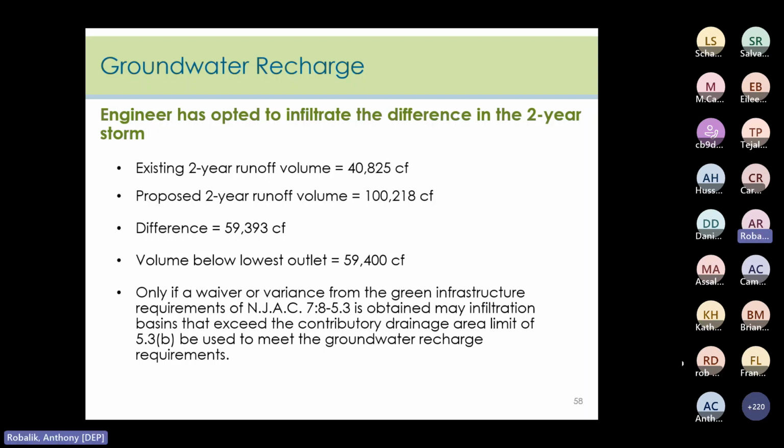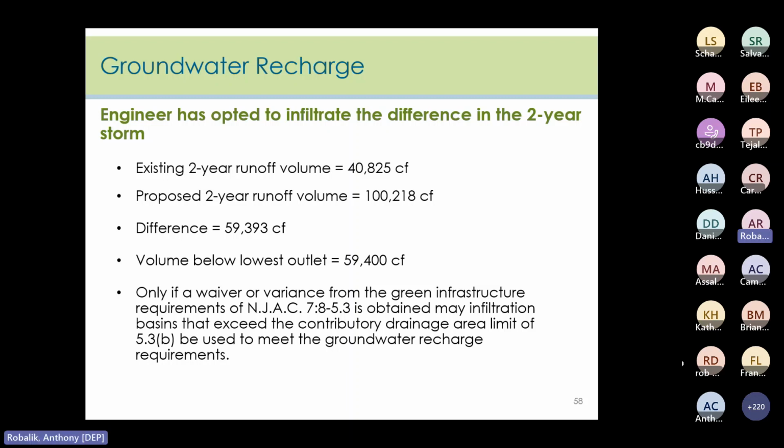So the next thing we need to check is groundwater recharge. In this case, the engineer opted to infiltrate the difference in the 2-year storm. Keep in mind, you can use the groundwater recharge spreadsheet, or you can infiltrate the difference in the 2-year storm. Either is acceptable. They calculate the existing 2-year runoff volume to be around 41,000 cubic feet, and the proposed to be around 100,000 cubic feet. So the difference there is around 59,000 cubic feet. And the volume below their lowest outlet is just around that volume. So that's probably why they raised the outlet control structure for groundwater recharge reasons.